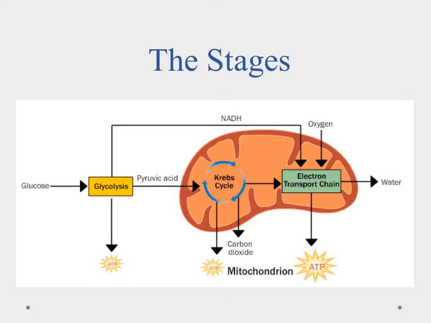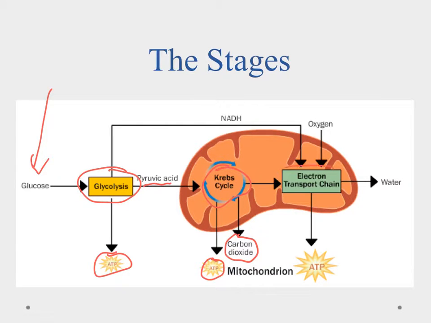So here's our model of cellular respiration. Okay, here we have our glucose. The first thing the glucose is going to go through is this process called glycolysis. In glycolysis, it will produce a little bit of ATP, but it also converts the glucose into pyruvic acid. That then enters into the mitochondria, and it'll go through the Krebs cycle and generate a little more ATP and also the carbon dioxide waste product that we see.